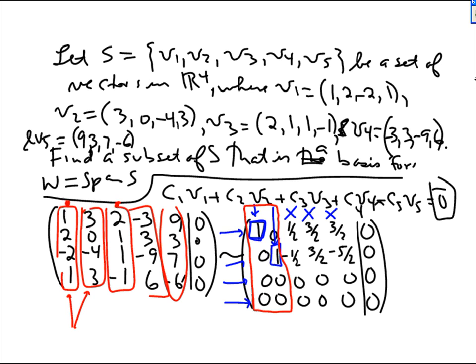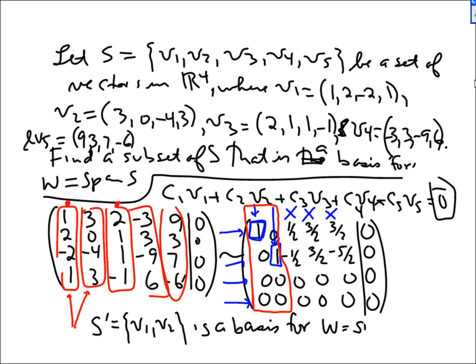Okay, so the answer is to find a subset of S. We'll call it S prime, which is just vector 1 and vector 2, is a basis for W, which is the span of S.